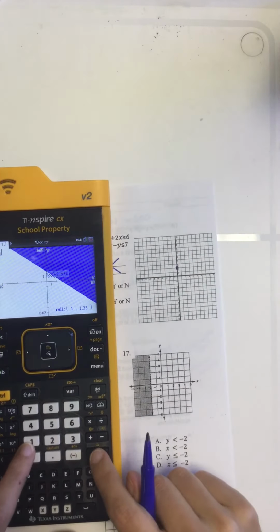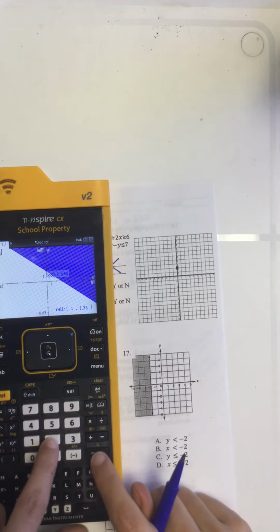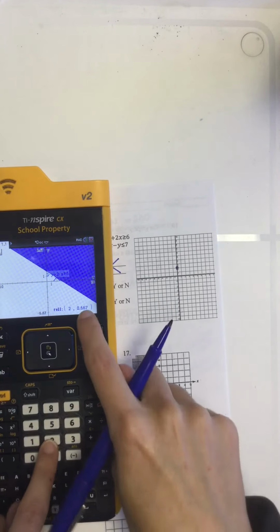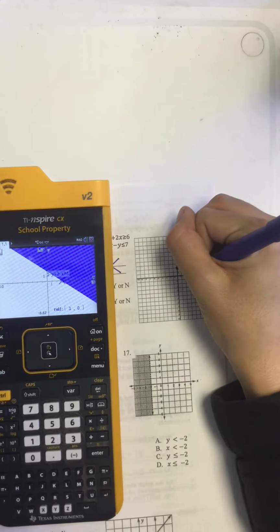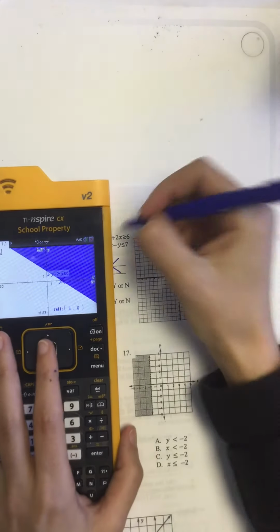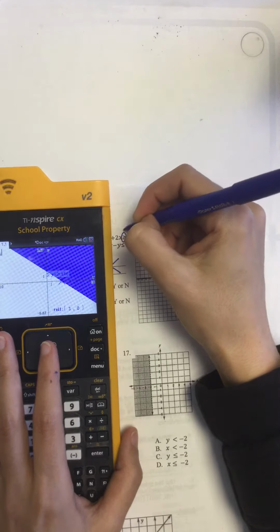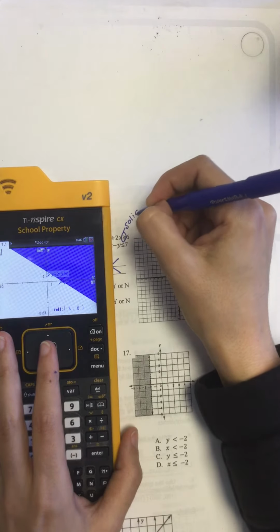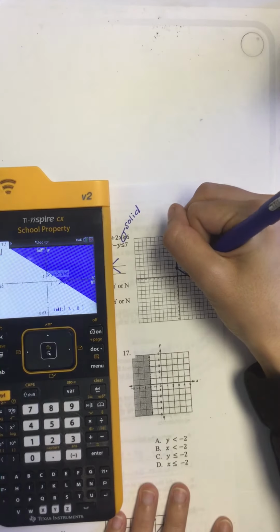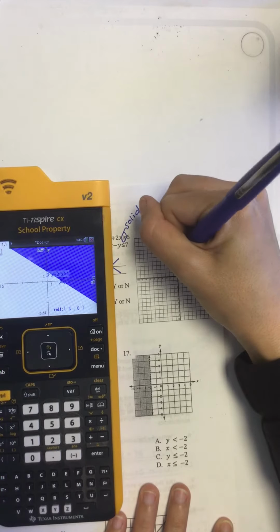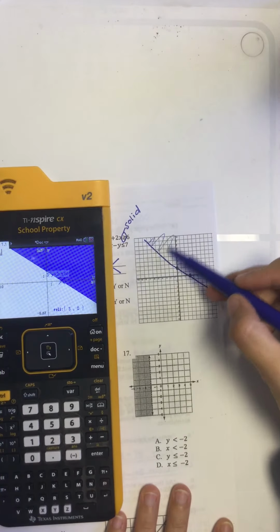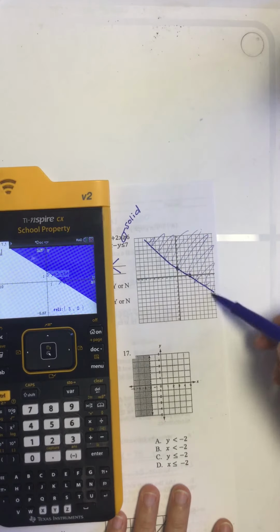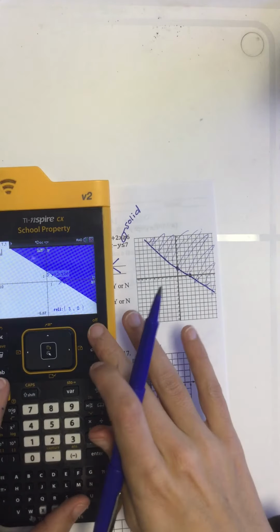And then we push 1, that gives us a decimal. So we have to push 2 and then enter. That still gives us a decimal. So 3 and enter, that gives us a point. So we can use that one. This is a solid line because it has a line underneath. So I'm going to connect these points using a solid line, and I'm going to very lightly shade on top. All right, then I'm going to graph the other one.